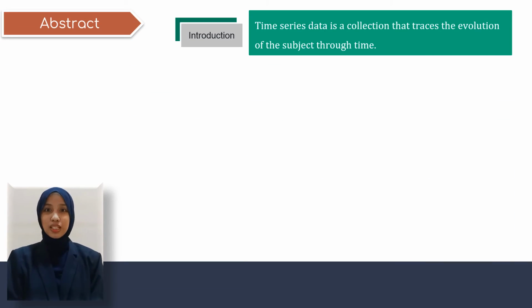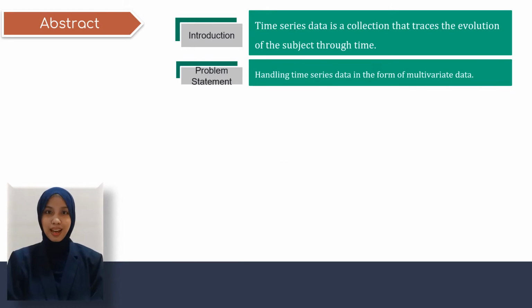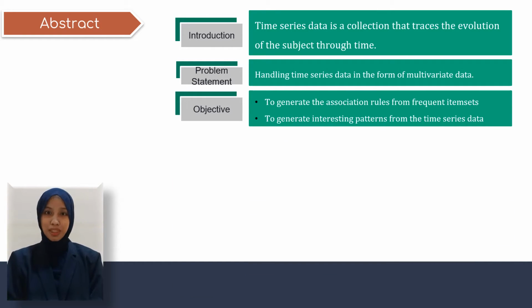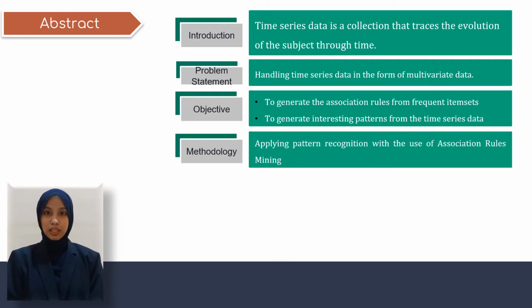Abstract. For the introduction, time series data is a collection that traces the evolution of the subject through time. Problem statement. Handling time series data in the form of multivariate data may cause it not to perform well in producing results. Next, objective. To generate the association rules from frequent item sets for better visualization of the time series data, and to generate interesting patterns from time series data. Methodology. By applying the method of association rules.